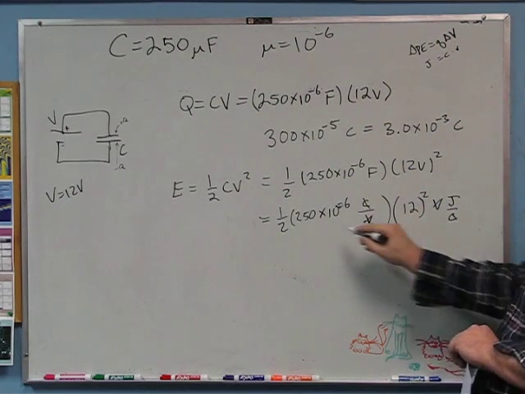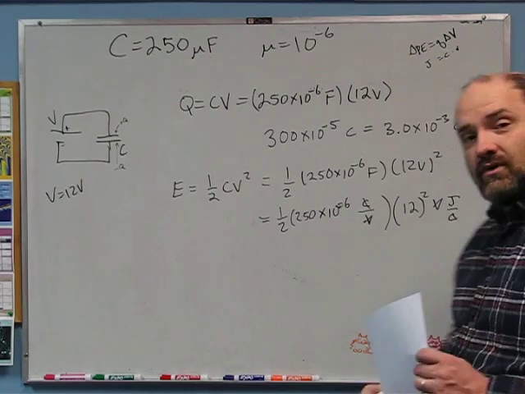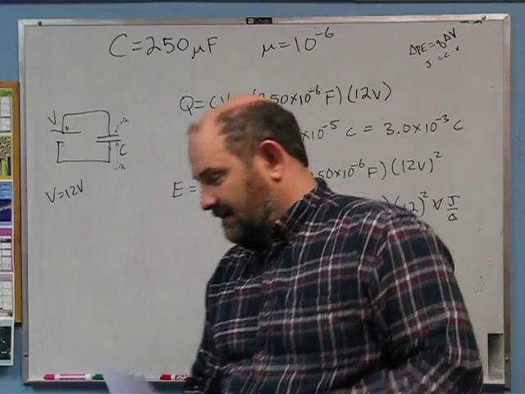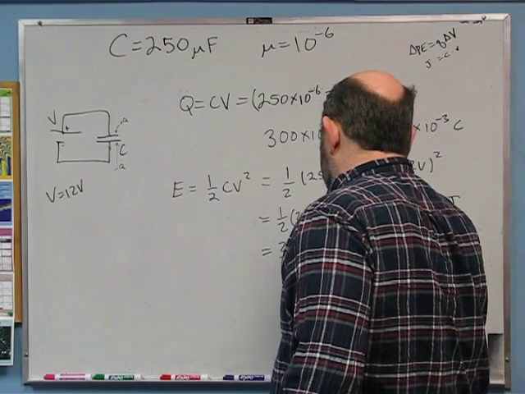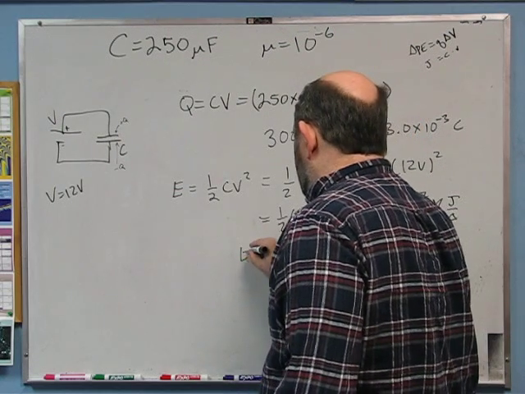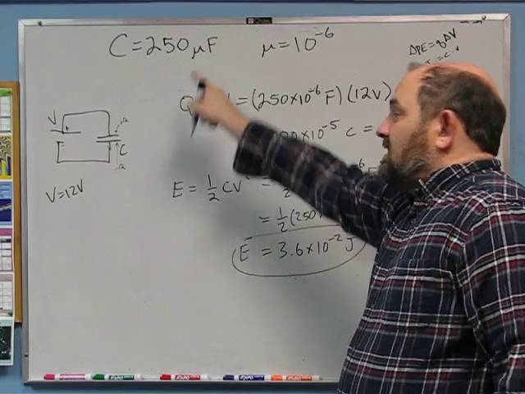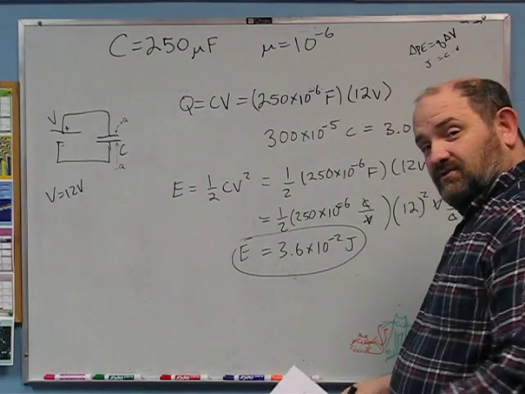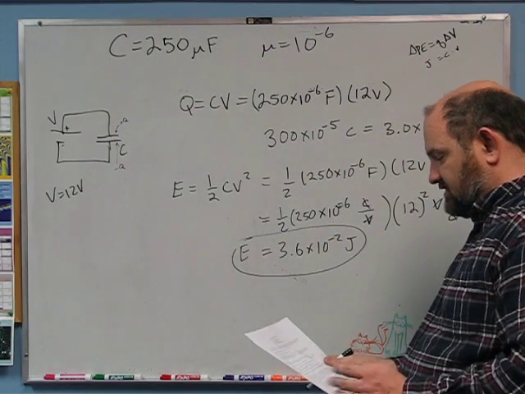So I'm going to get joules, and now I'm not going to try and multiply 250 by 144 in my head. I'll do that on my calculator. All right, and the result is 3.6 times 10 to the minus 2 joules. So that's not a whole lot of energy. What that means is that if you have a 12 microfarad capacitor and you put 12 volts across it, you're not going to kill anybody with the electric charge, which is probably a good thing.